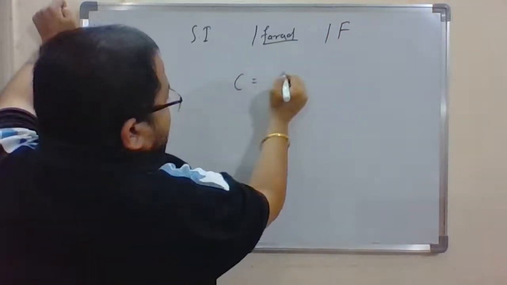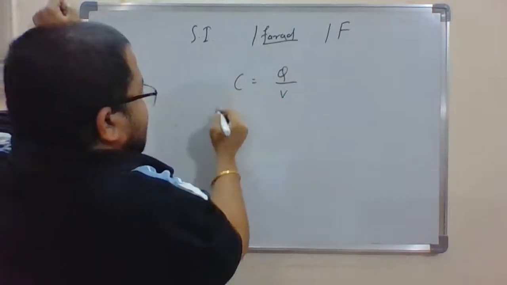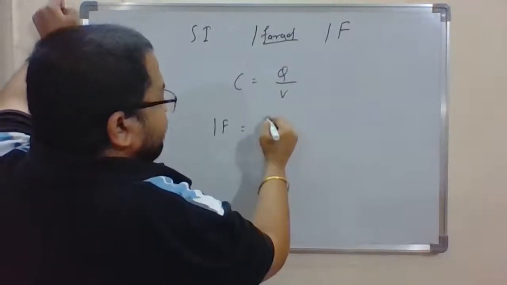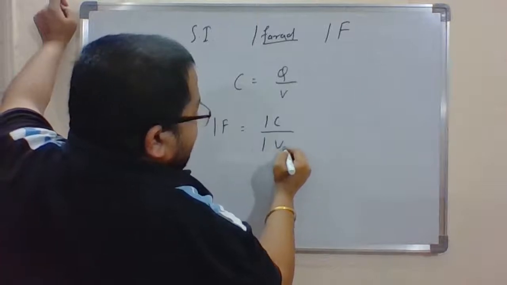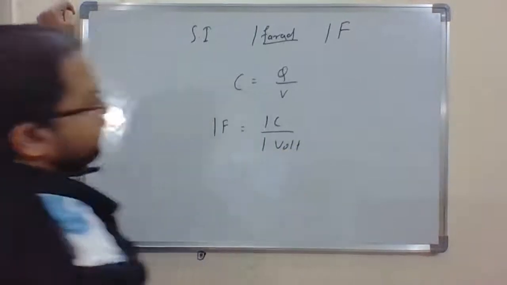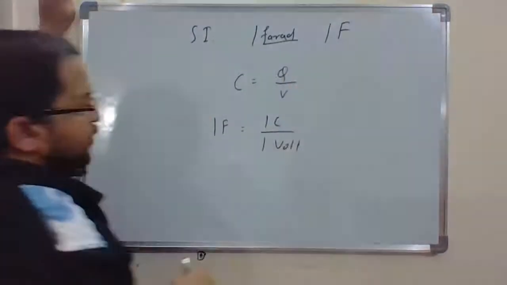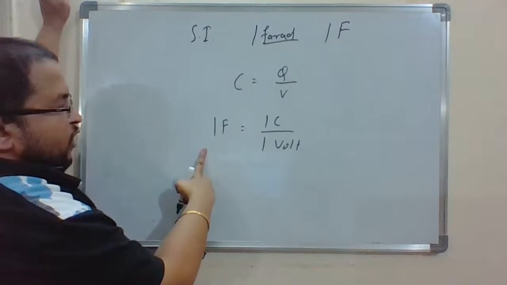Now C equals Q by V. For C to be 1 farad, what should be the value of Q? It should be 1 coulomb upon 1 volt, right? So it will be 1 coulomb upon 1 volt, right? So then you will get your capacitance equal to 1 farad.